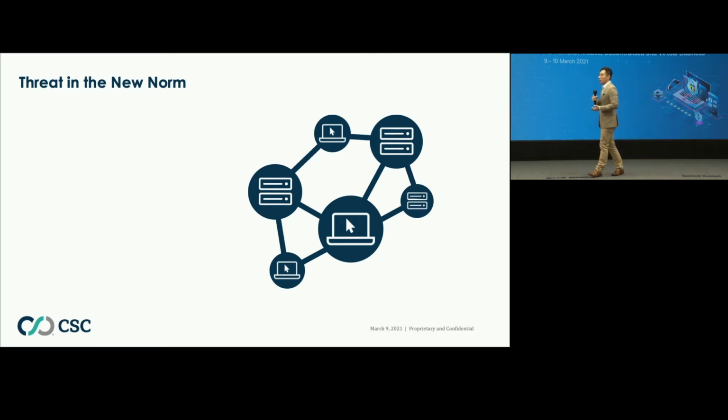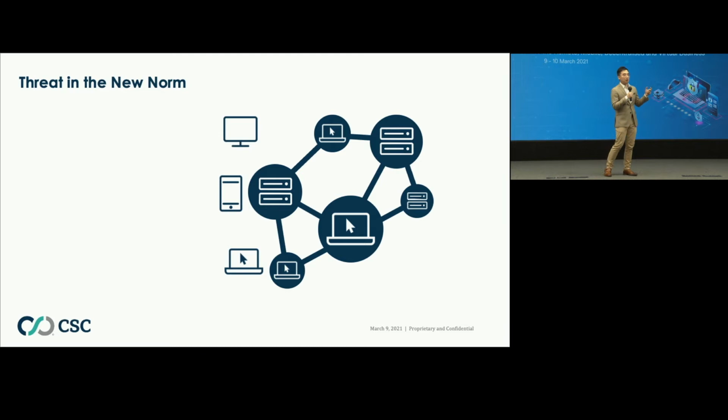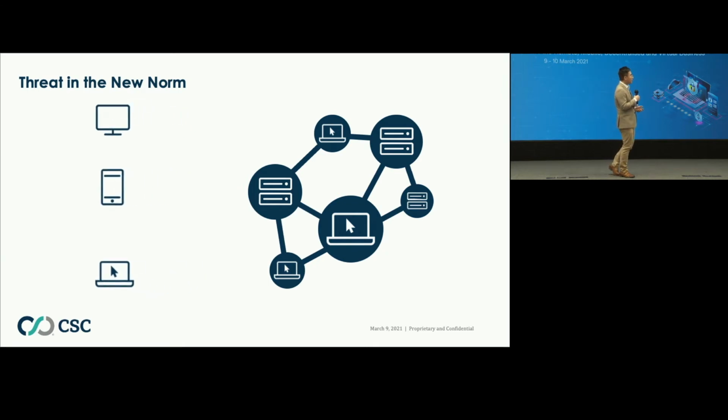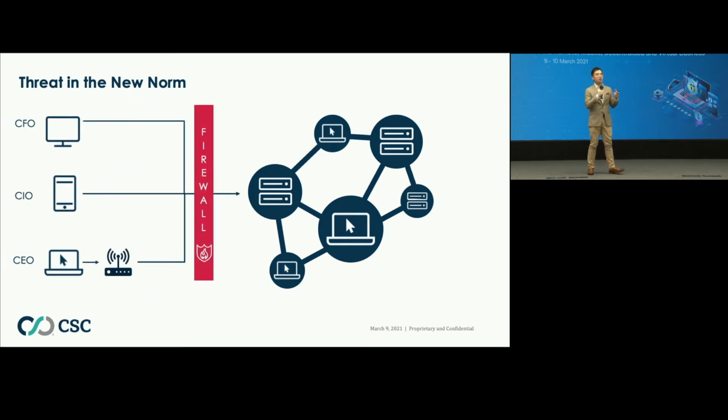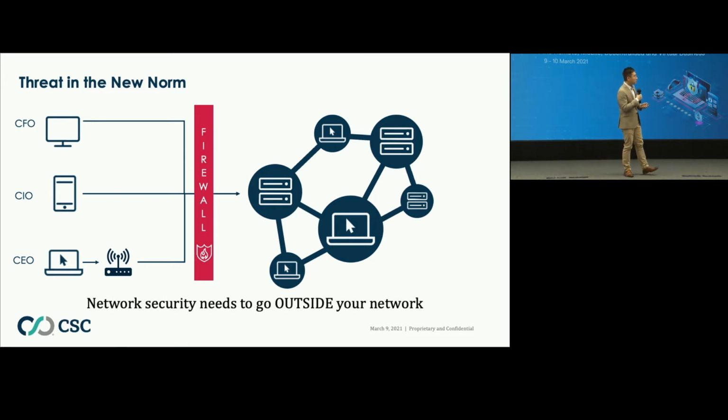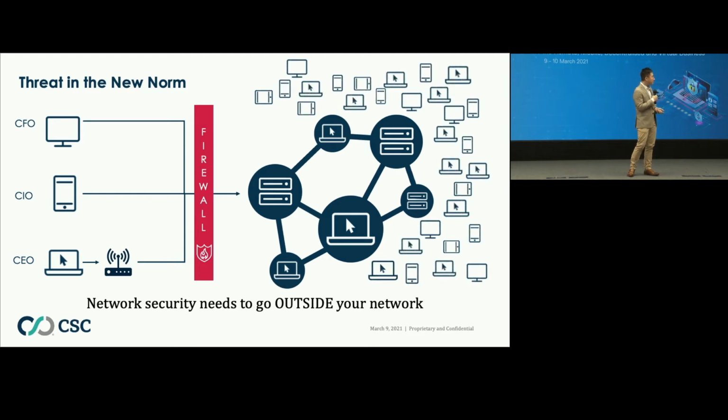Now, let's talk about the new norm. What is the new norm? Now, this is your network. And these are your devices, your endpoints that need to be connected to the network. Normally, they are in the same network, protected by your firewall. However, in the new norm, everything goes outside your firewall, outside your network. And this is the problem, and you have to multiply this problem by 1,000. So the new norm is a problem because network security needs to go outside the network.